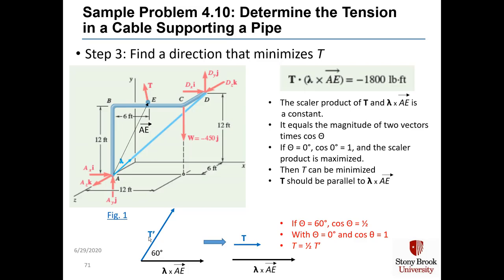It's easier to understand that if we look at the diagram on the bottom. Here we show vector T prime at a 60 degree angle to the vector lambda cross AE. And if theta equals 60 degrees, cosine theta equals a half. In the next diagram, we draw vector T parallel to the vector lambda cross AE. With theta equals 0 degrees, cosine theta equals 1. And if the scalar product of the two vectors is a constant, that means that the magnitude of T can be half the magnitude of T prime and still get the same scalar product.